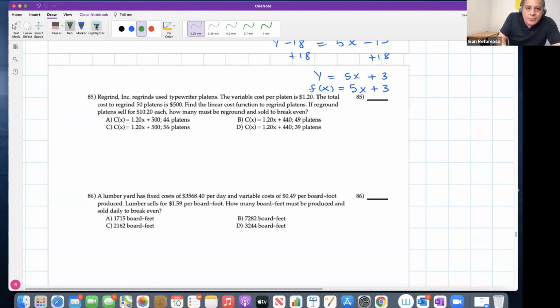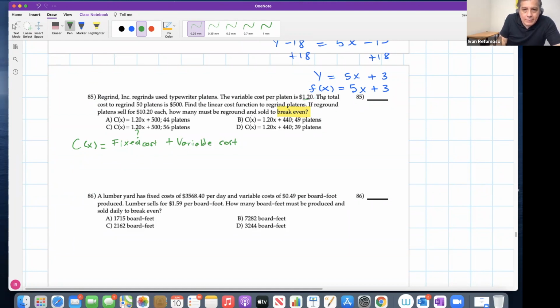Remember, when you see this word to break even, it means we have to set the revenue function equal to the cost function, right? But first, let's find the cost function. The cost function can be broken down into what we call fixed cost plus variable cost, right? The fixed cost, I don't know what it is. The variable cost, I do know this. So let's try to figure out what is this fixed cost.